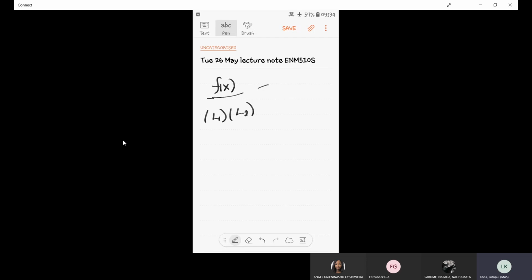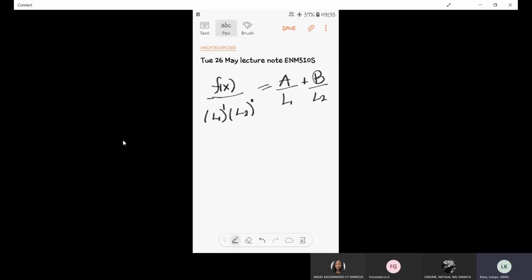Okay, and then you would rewrite this as A over the first one plus B over the second one. Okay, here we had no repetitions. That means the exponents over here were 1.